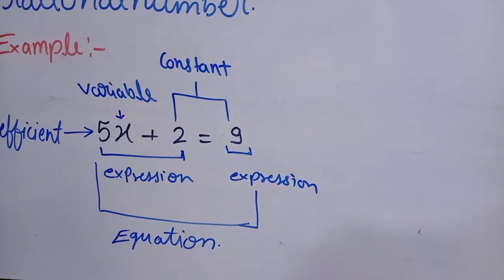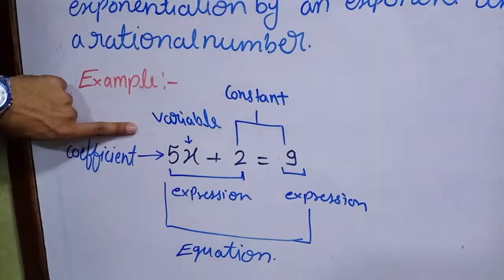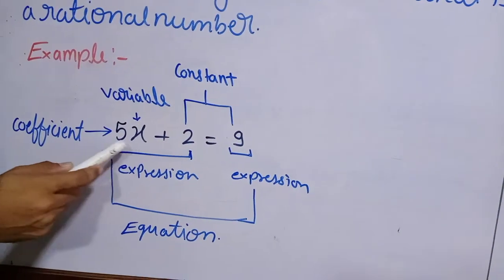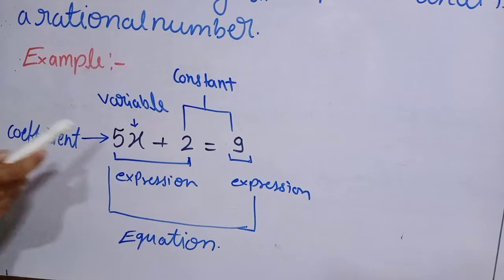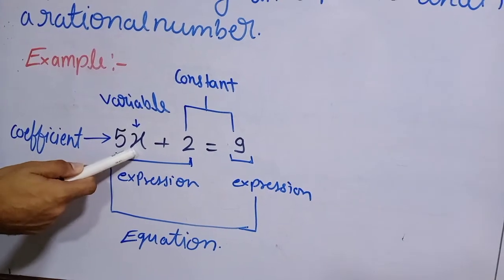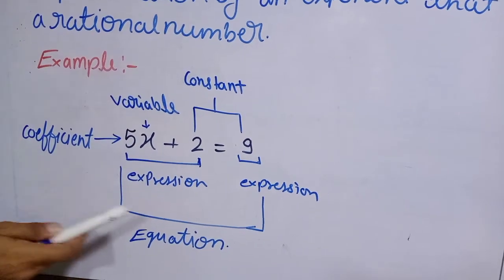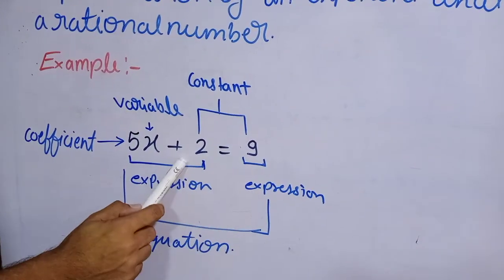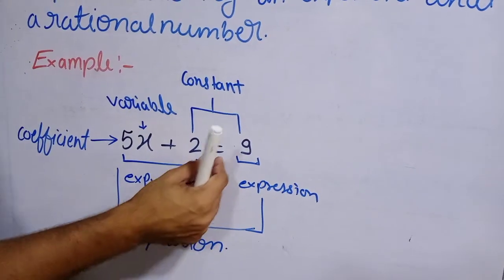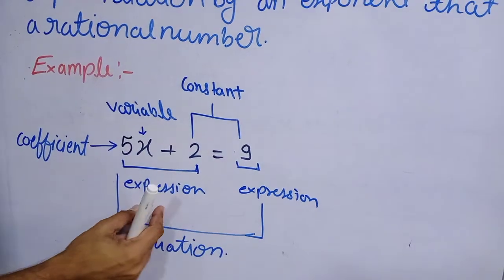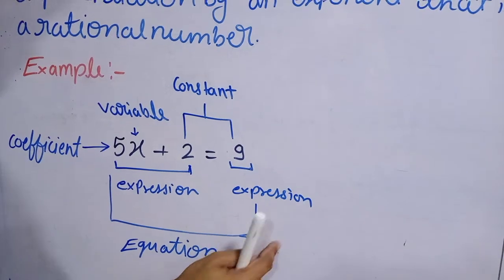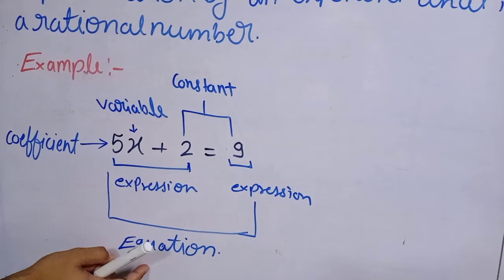So this way we can say in algebraic expressions we have a lot of things. The number which comes with a variable is called a coefficient, the alphabets A to Z are called variables, and the number without a variable is a constant. One side of the equality is called an expression, and the other side of the equals sign is called another expression, and all together this is called an equation.